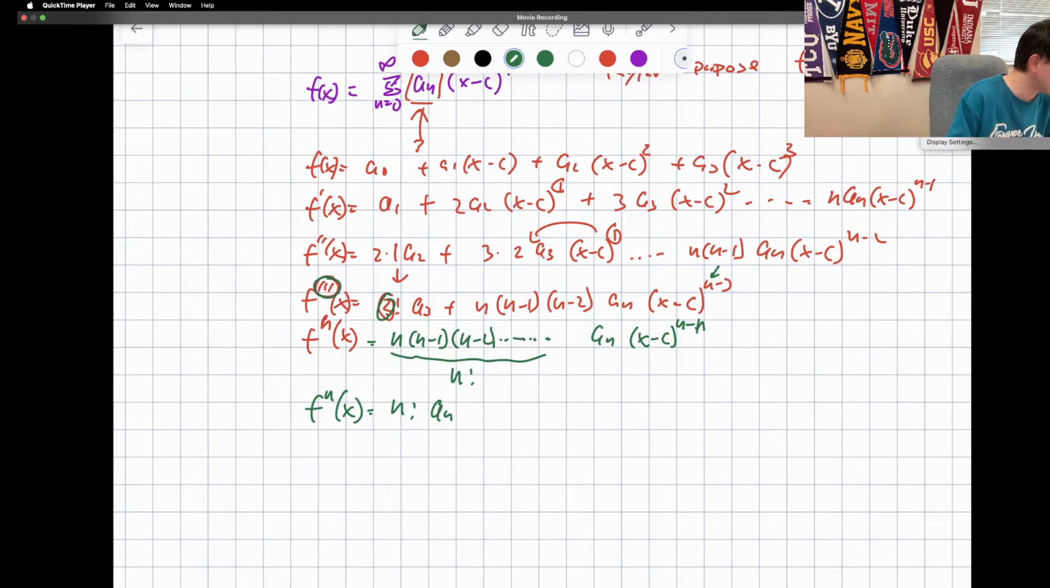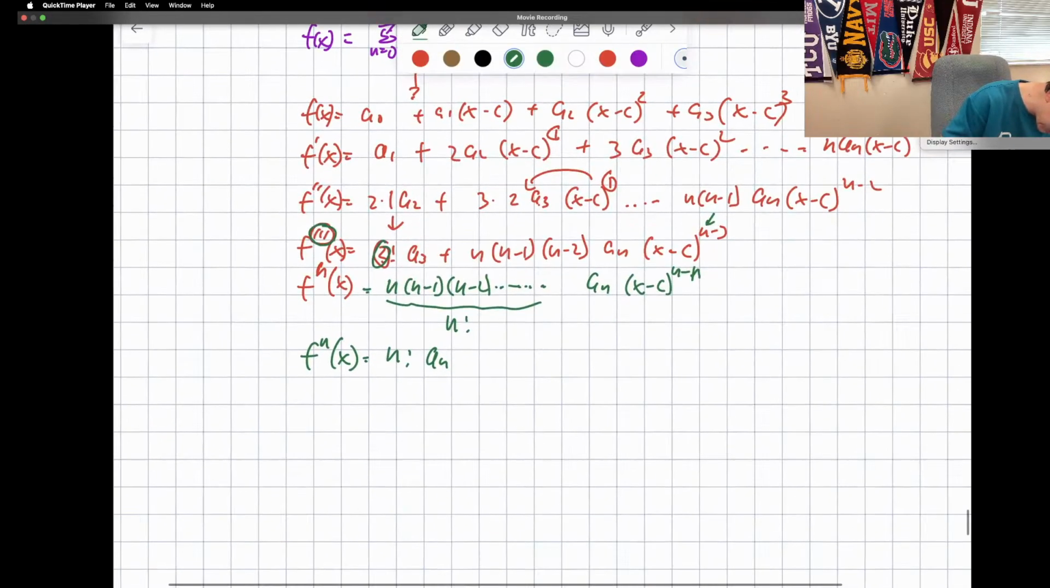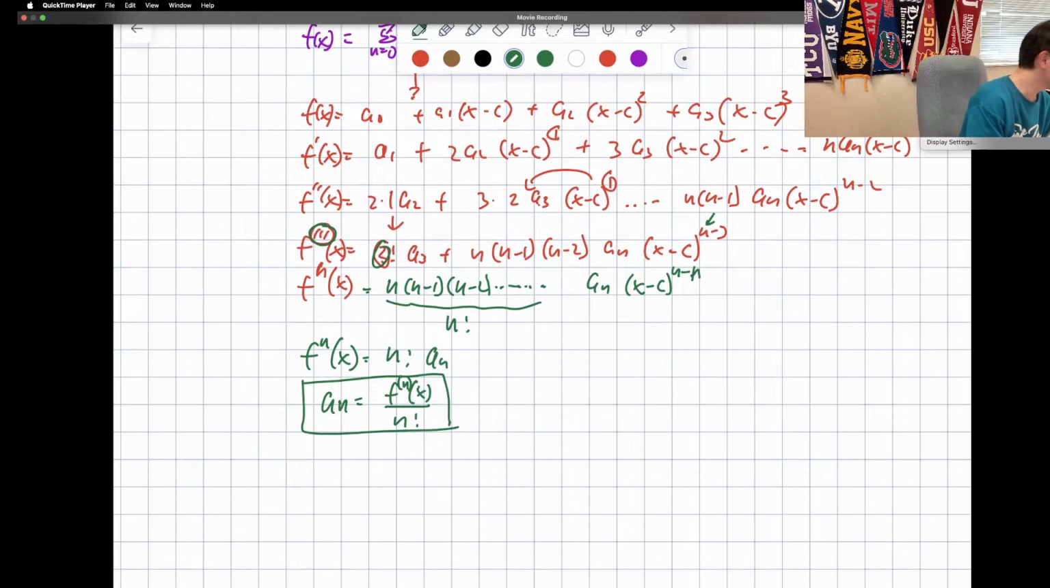Then just basically a little equation. What we're trying to do is find out what a_n is. And a_n becomes f^(n)(c) over n factorial. So we just find a general form of that sequence. And this is what Taylor and Maclaurin say.